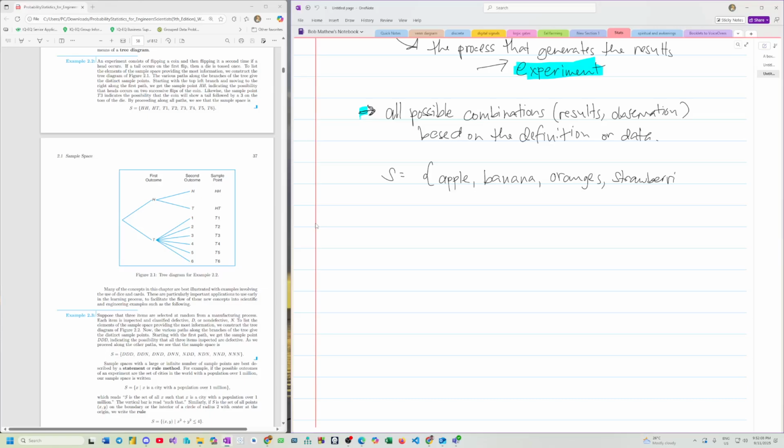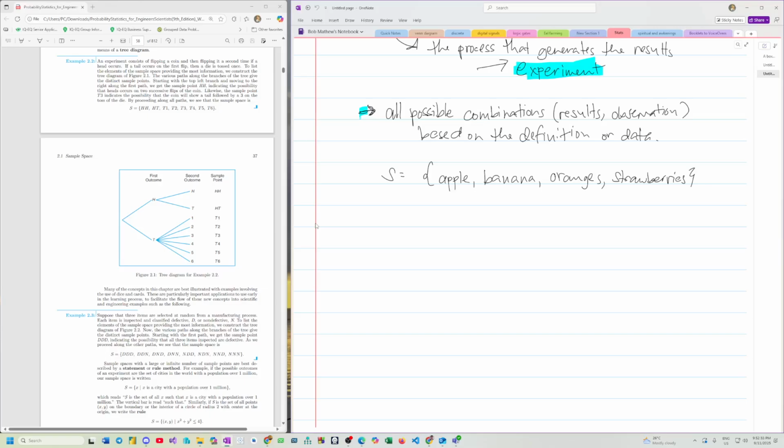Okay, all of this is the sample space. Anything that is outside this list does not belong to the sample space. Anything that does not belong here is not part of the sample space. It means that we are not expecting it to show up in our experiment. All right, so this is the sample space. One good example of sample space.